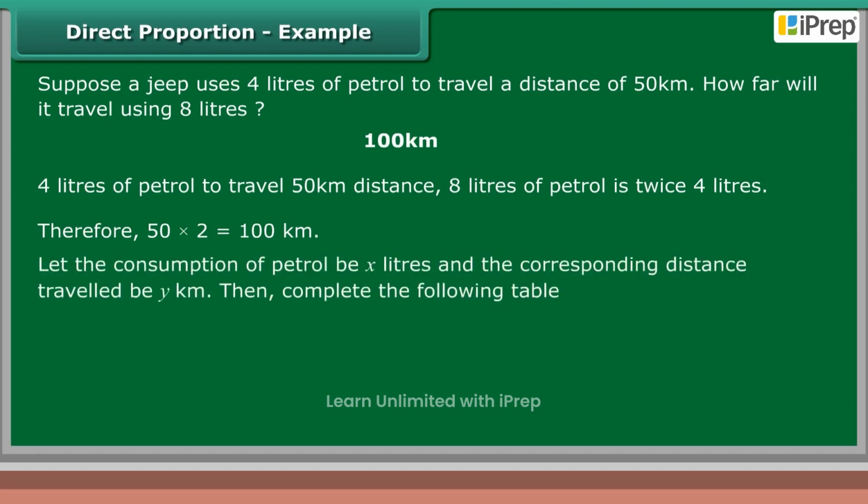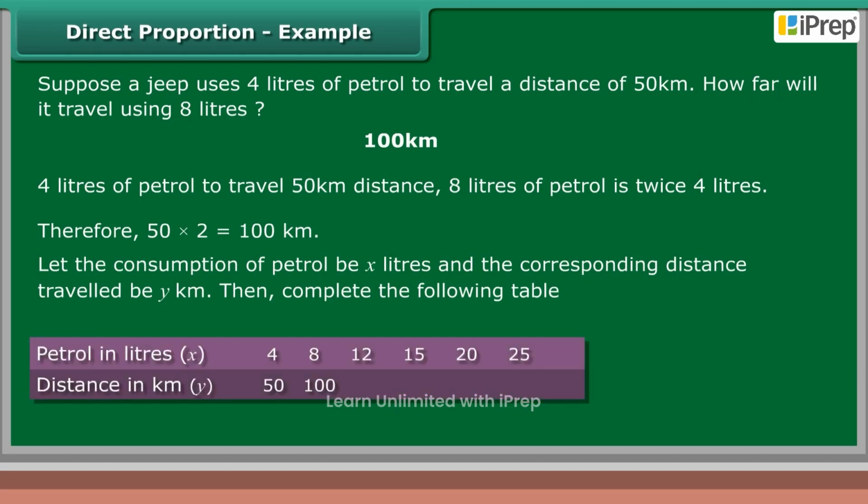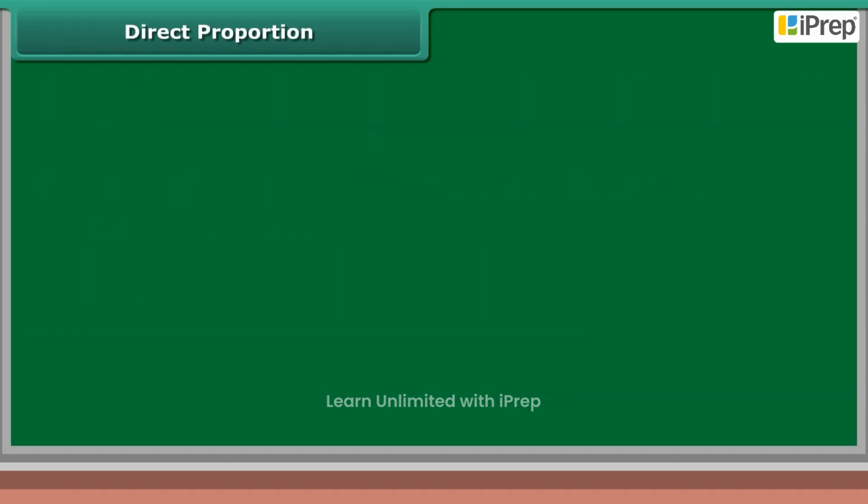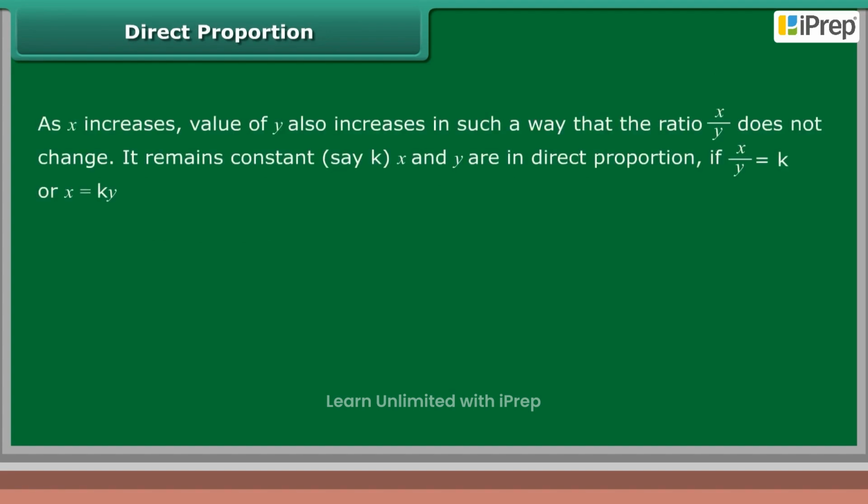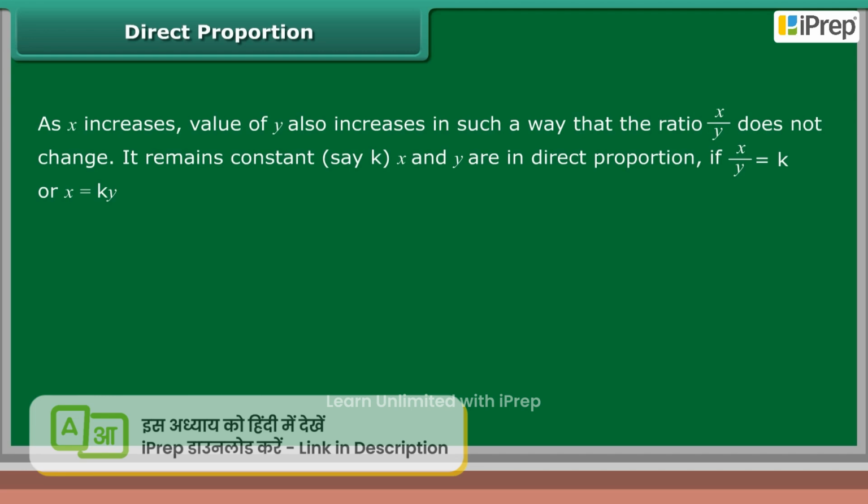Let the consumption of petrol be X liters and the corresponding distance travelled be Y kilometers. Then complete the following table. Direct proportion: as X increases, the value of Y also increases in such a way that the ratio X upon Y does not change. It remains constant.